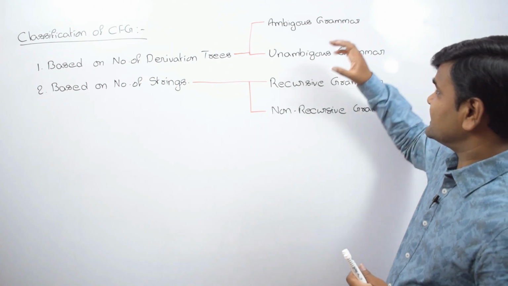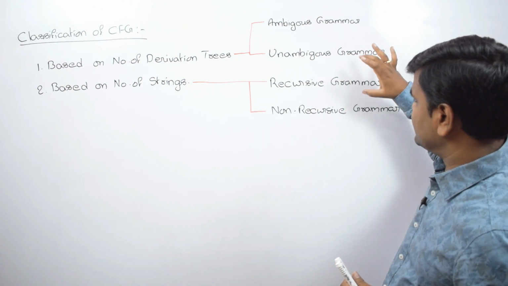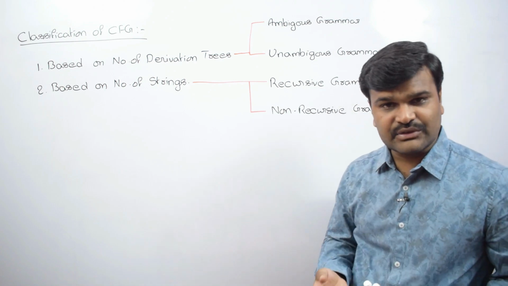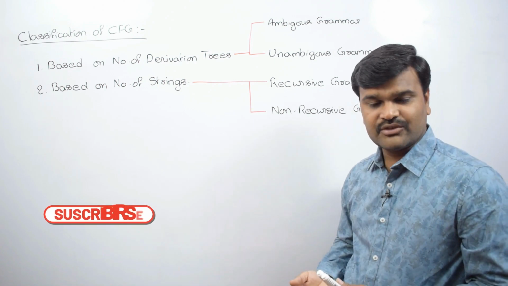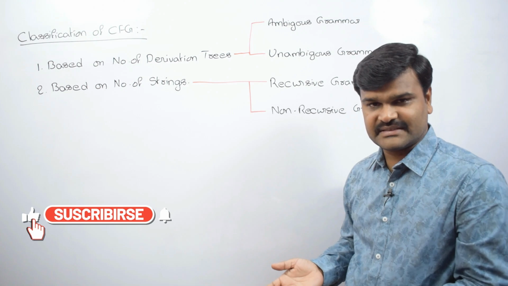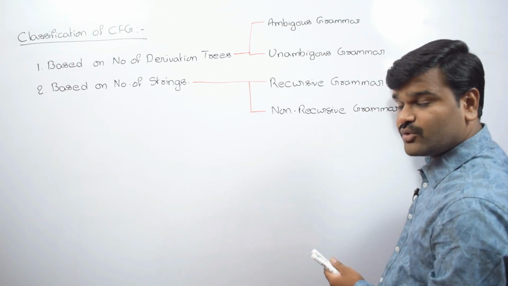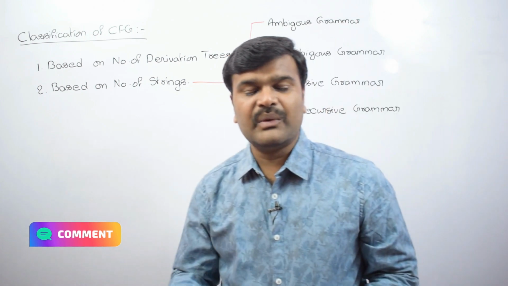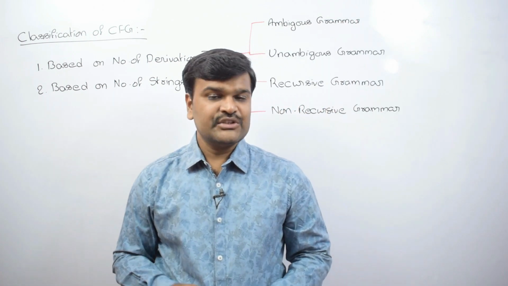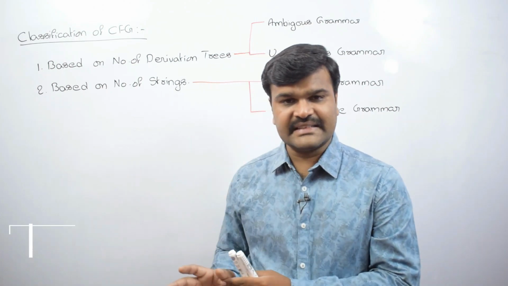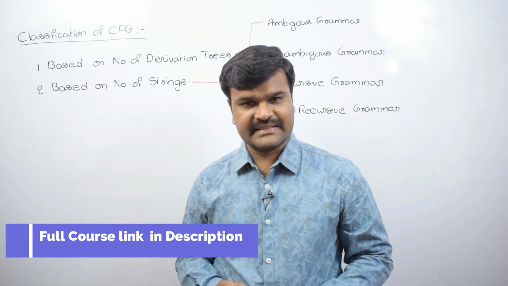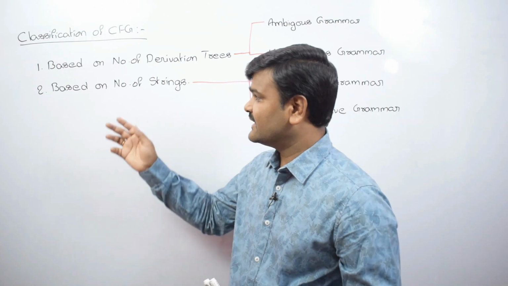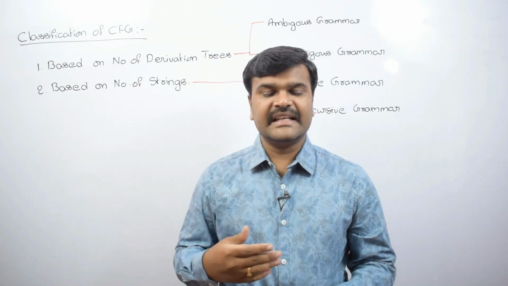Okay. So basing on this also you can define what is recursive grammar, what is non-recursive grammar. You can decide actually what type of grammars these are. Or basing on these two also you can find out what is ambiguous grammar, what is unambiguous grammars. So let us see these two classifications separately very clearly. So let us see the first classification, that is based on number of derivation trees.